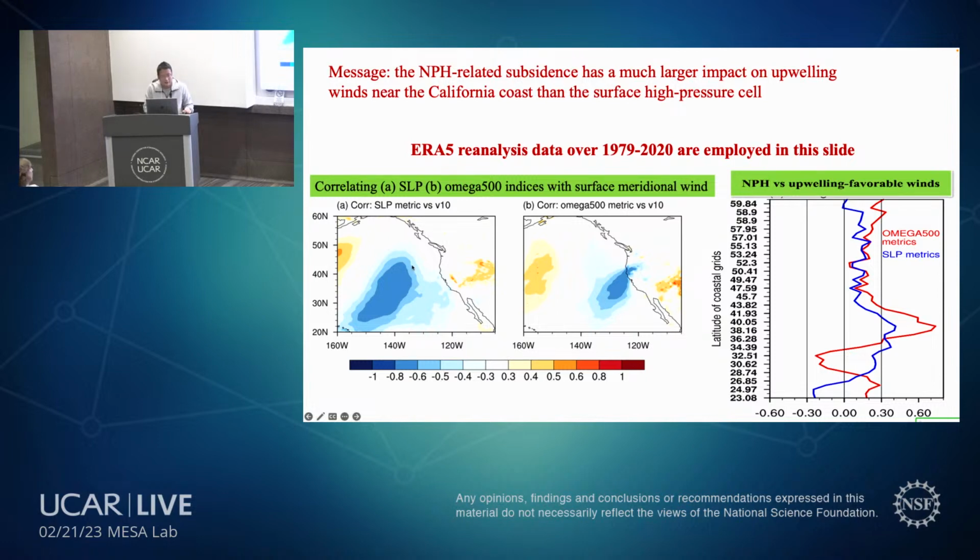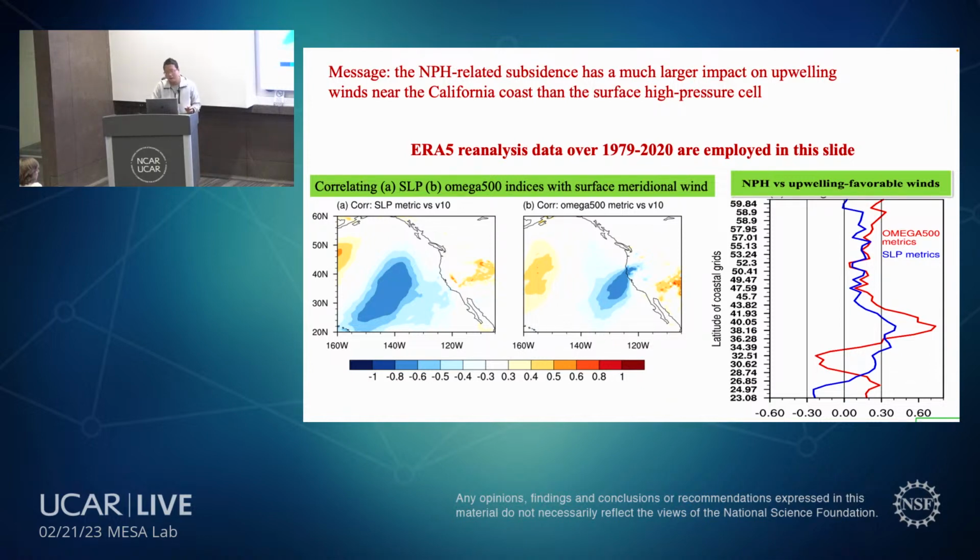In this panel, it's the correlation between the sea level pressure index and meridional wind. We can see the surface high pressure cell is only weakly correlated with wind in the coastal areas. But the middle panel shows the subsidence has a strong impact on surface meridional wind along the coast, and the correlation is about -0.6 to -0.7.